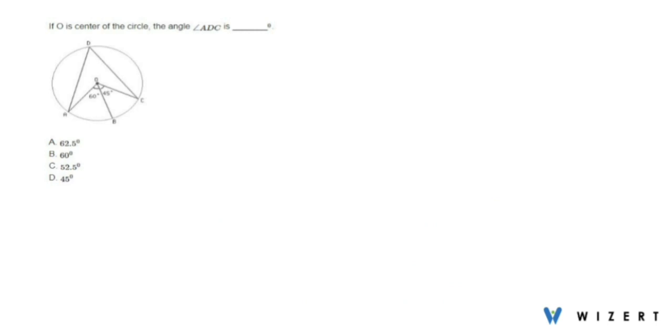If O is the center of the circle, we have to find out the angle ADC. So this is our angle ADC. We need to find this. Now in this figure we can see that if we join the chord AC.